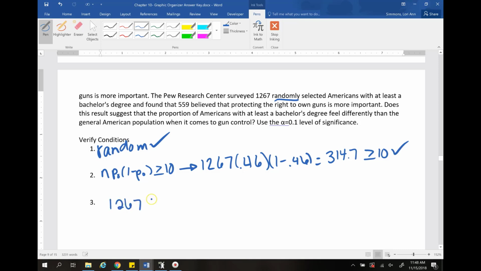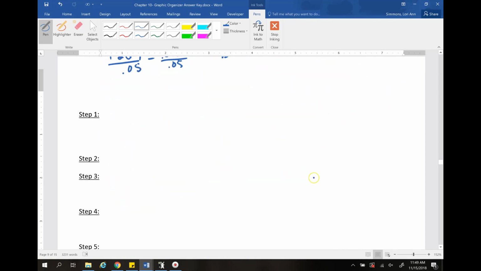And then independence. So we have 25,340. And there is definitely more than 25,340 Americans. So that is good. Step 1, determine the null and alternative hypothesis.